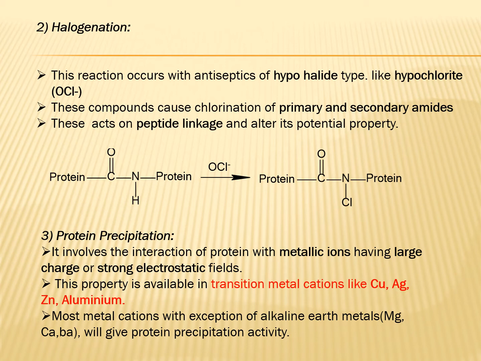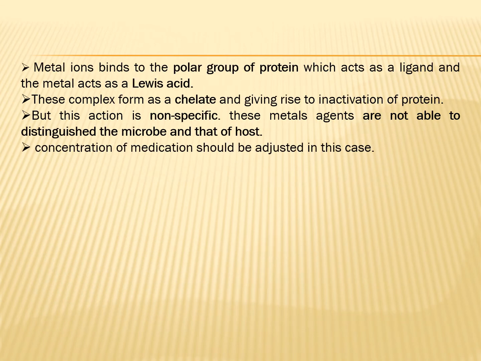Third is protein precipitation. It involves the interaction of protein with metallic ions having a large charge or strong electrostatic fields. This property is available in the transition metal cations such as copper, silver, zinc, aluminium, etc. Most metal cations, with the exception of alkaline earth metals such as magnesium, calcium, barium, will give protein precipitation activity.